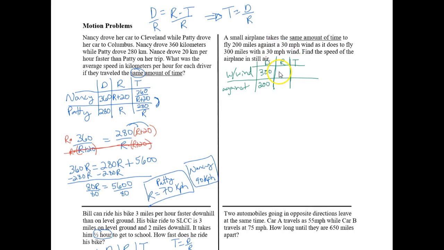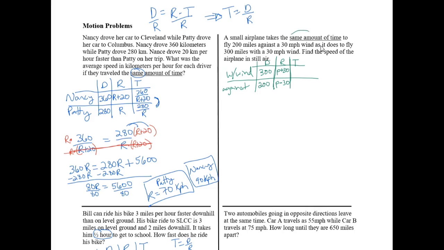Then we're going to look at the rate. So it said against the wind of 30 miles per hour. So however fast that plane is going, we don't know. The wind is slowing it down by 30 miles per hour. We are fighting against the wind, slowing us down. When we're going with the wind, whatever speed that plane is going, the wind is pushing us along 30 miles per hour faster.